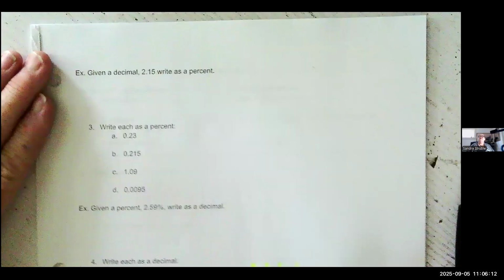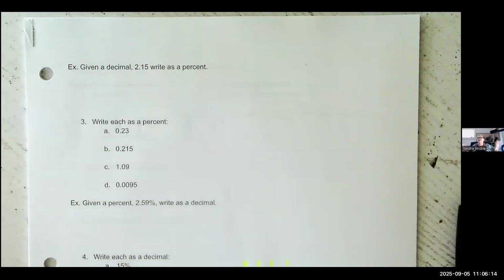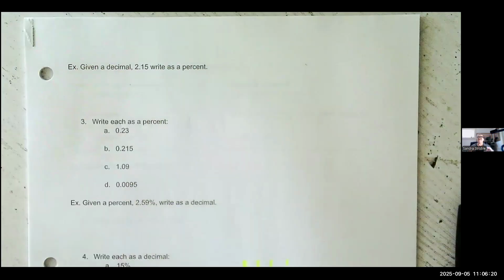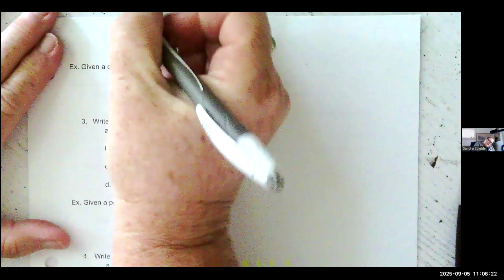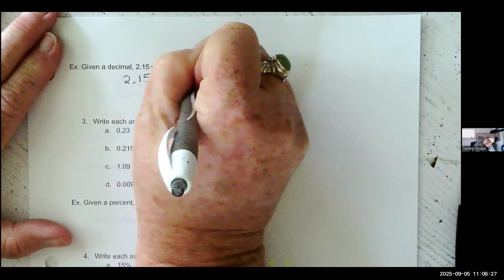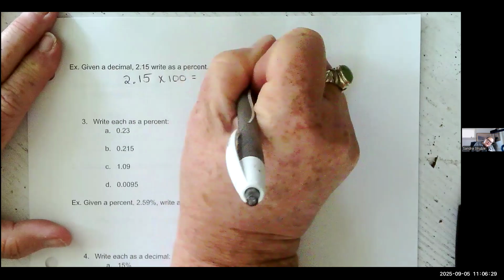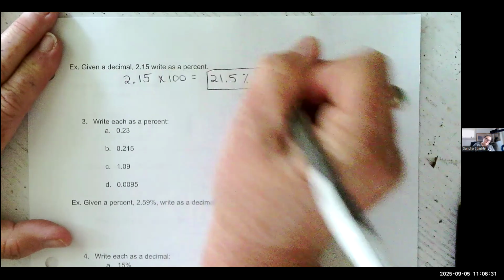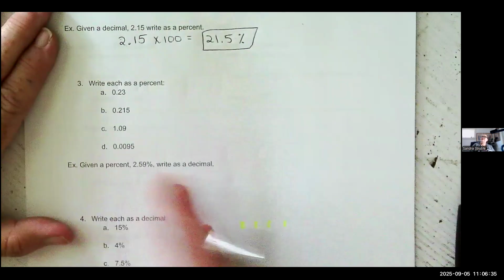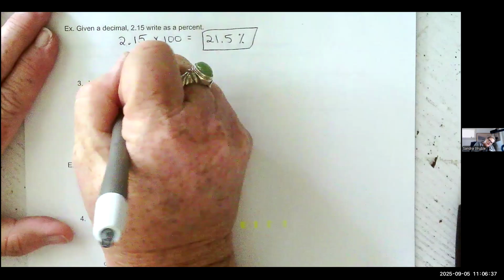All right, now we're going to do something a little different. Now we don't even deal with fractions. Now we're just dealing with the decimal aspect of it. So given a decimal, 2.15, we're going to write it as a percent. So I'm going to write 2.15, and all we have to do is multiply by 100 and add the percent symbol. Okay, pause the video, do these for yourself, and then come back to see how you did.